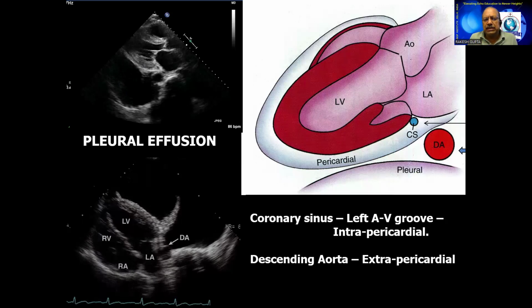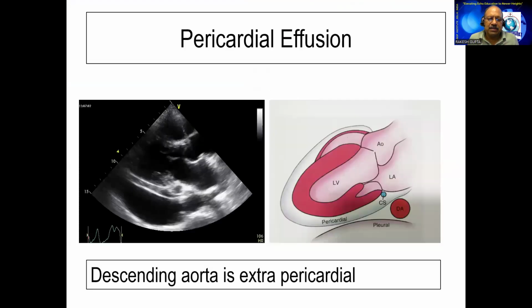Remember a very simple sign. Pericardial effusion will always stop short of the left atrium or coronary sinus, whereas the pleural effusion goes all the way behind the left atrium and the descending aorta. Or in other words, the coronary sinus, which lies in the left atrioventricular groove, is an intrapericardial structure, and that's where the pericardial effusion will stop. And if it goes beyond this, then we are dealing with extrapericardial fat.